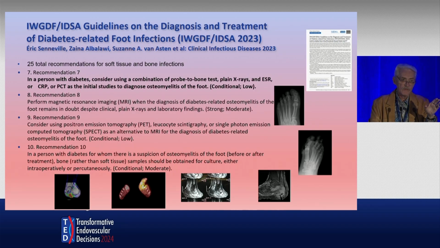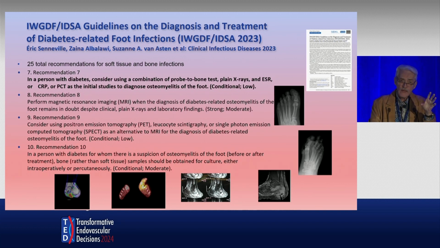I need to focus on literature here. The International Working Group of the Diabetic Foot just met in May, and every 4 years they meet and upgrade the International Working Group guidelines. I'm just referring you to these. I can't go through all the guidelines, but focusing on the 25 total recommendations for soft tissue and bone infections, there are several specifically focused on osteomyelitis. They're recommending the combination of a probe-to-bone test, plain x-rays, ESR or CRP, or even procalcitonin to make your initial diagnosis. Usually a high index of suspicion with a probe-to-bone test.